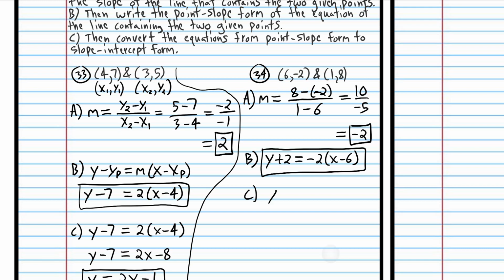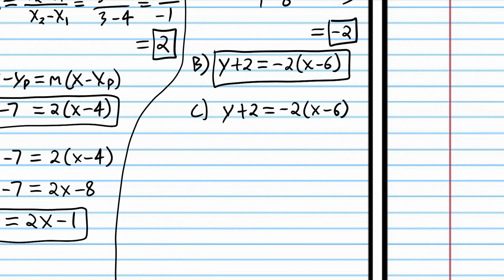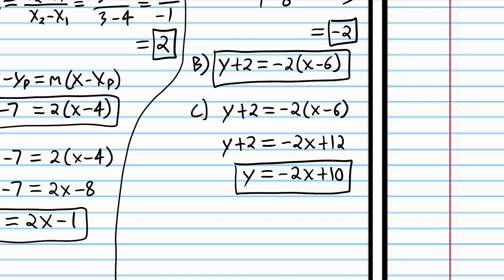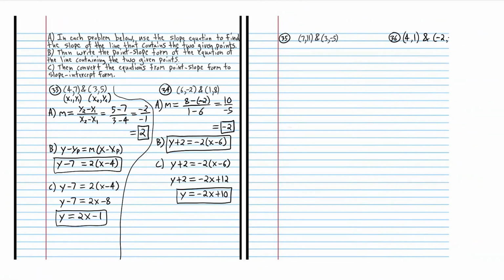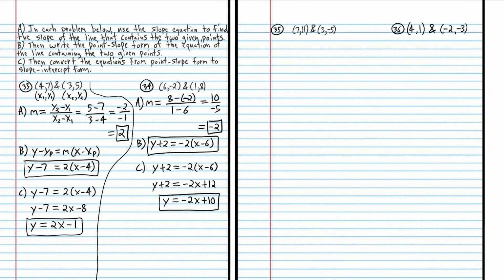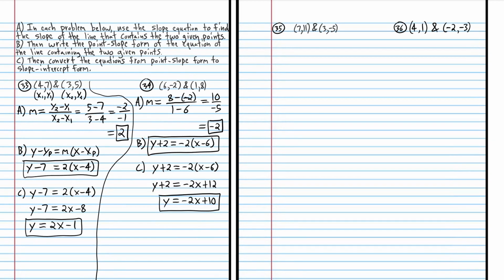Now we're going to convert that point-slope form to slope-intercept form. So I'm going to rewrite that point-slope form, and I'm going to get rid of the parentheses. So negative 2 times x is negative 2x, and negative 2 times negative 6 is positive 12. And I'm just going to subtract 2 from both sides of the equation. And that is slope-intercept form. All right, so again, 3 parts to those problems. I want you to try number 35, and I'm going to leave those in the window. When you come back, we'll do them together.